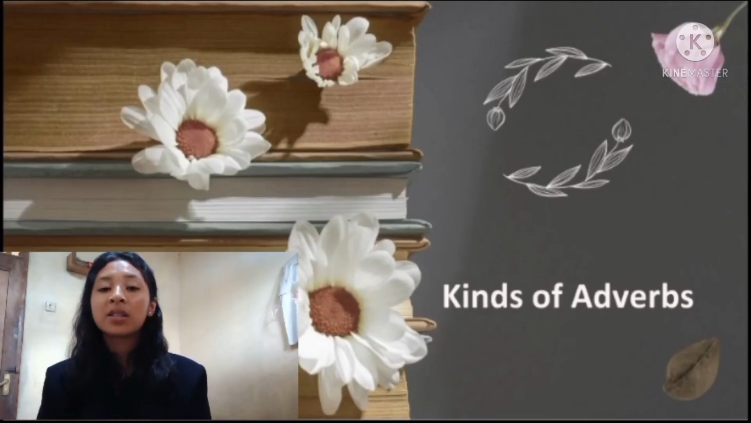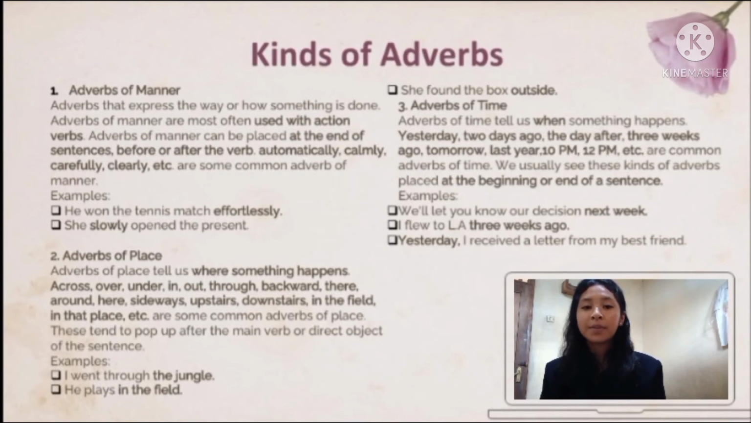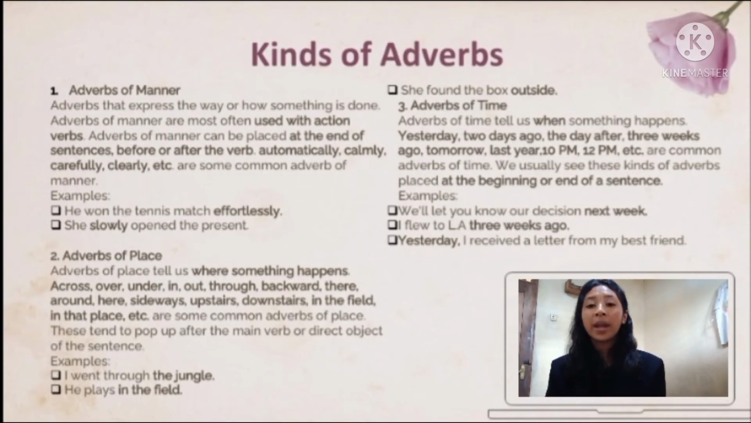Well, the next material is kinds of adverbs. There are 5 kinds of adverbs. First is adverbs of manner. Adverbs of manner are adverbs that express the way or how something is done. Adverbs of manner are most often used with action verbs. Adverbs of manner can be placed at the end of the sentence, before or after the verbs.